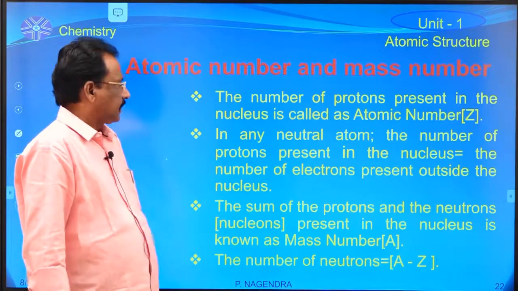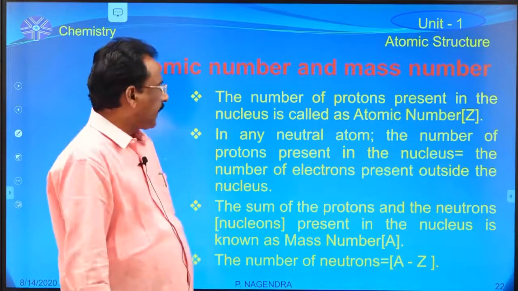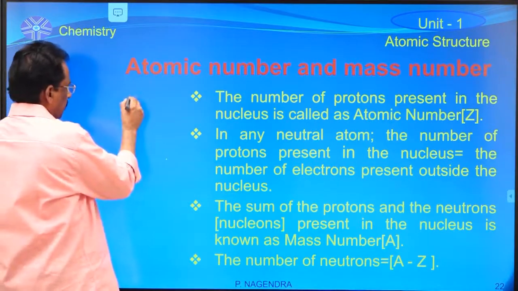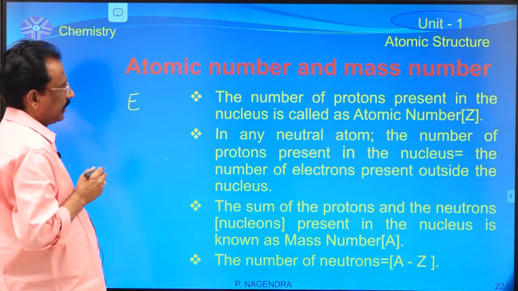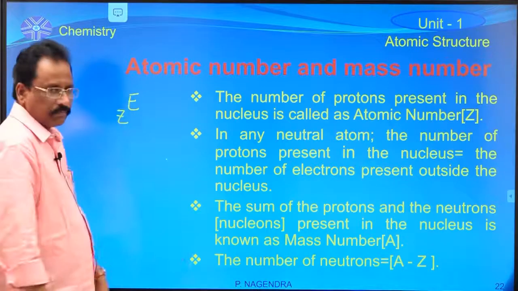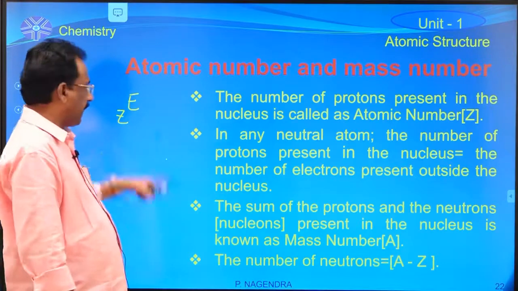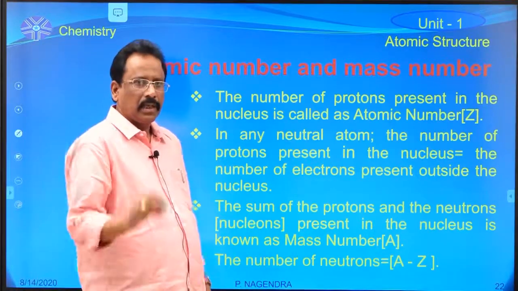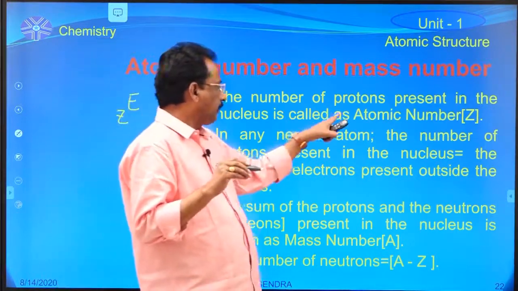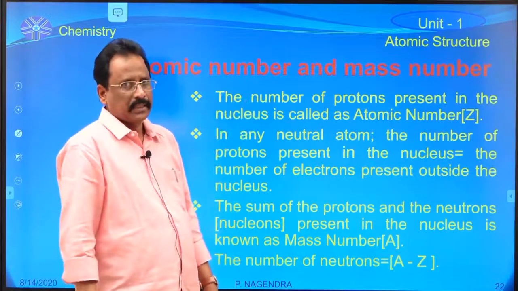The atomic number was determined by Moseley. It is represented by capital Z. If this is the symbol of an element E, now the atomic number is represented like this, in the left hand side, as a subscript. It was determined by Moseley. According to him, the atomic number indicates the number of protons present in the nucleus.